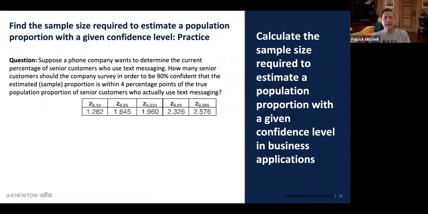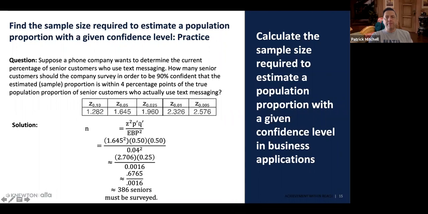Okay, here's one that you should pause the video and try. It's very similar. Suppose a phone company wants to determine the current percentage of senior customers who use text messaging. How many senior customers should the company survey in order to be 90% confident that the estimated sample proportion is within 4 percentage points of the true population proportion of senior customers who use text messaging?